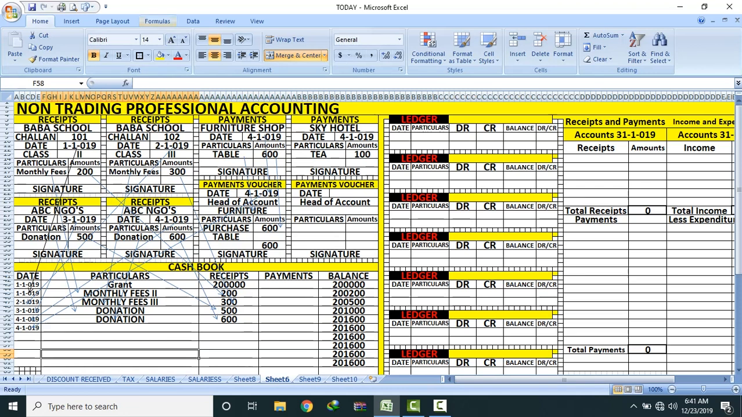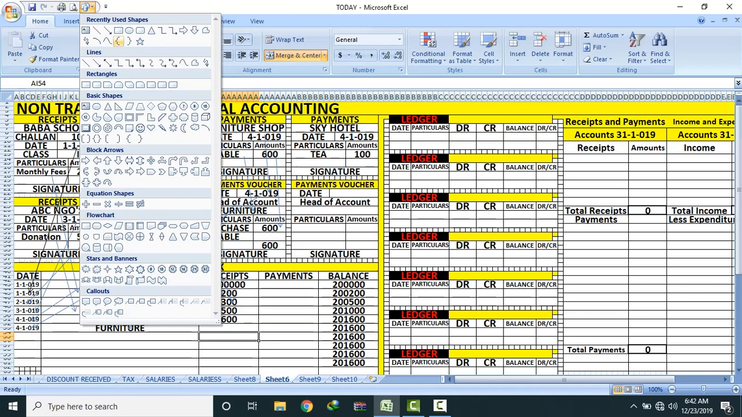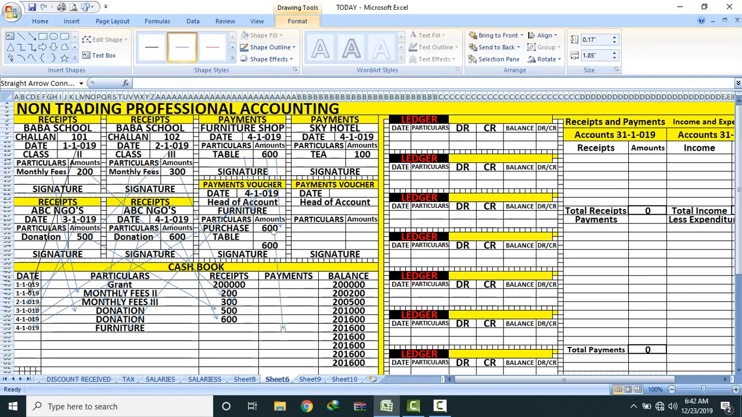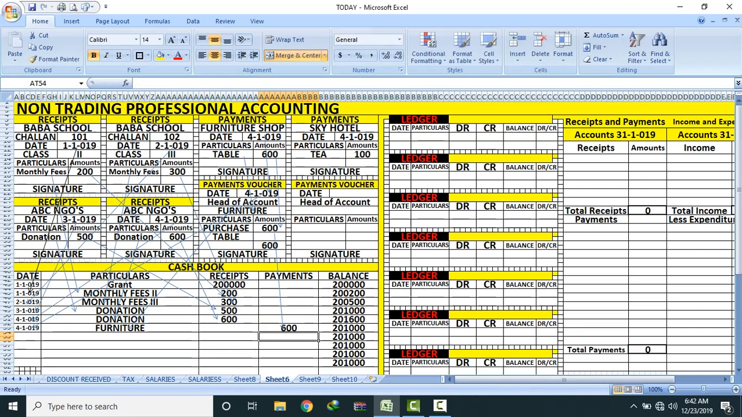4109, and the head of account we write here, furniture. This is a payment bill, we write it on the payment side, this amount 600. Your cash in hand balance decreases. Second bill, 5109.